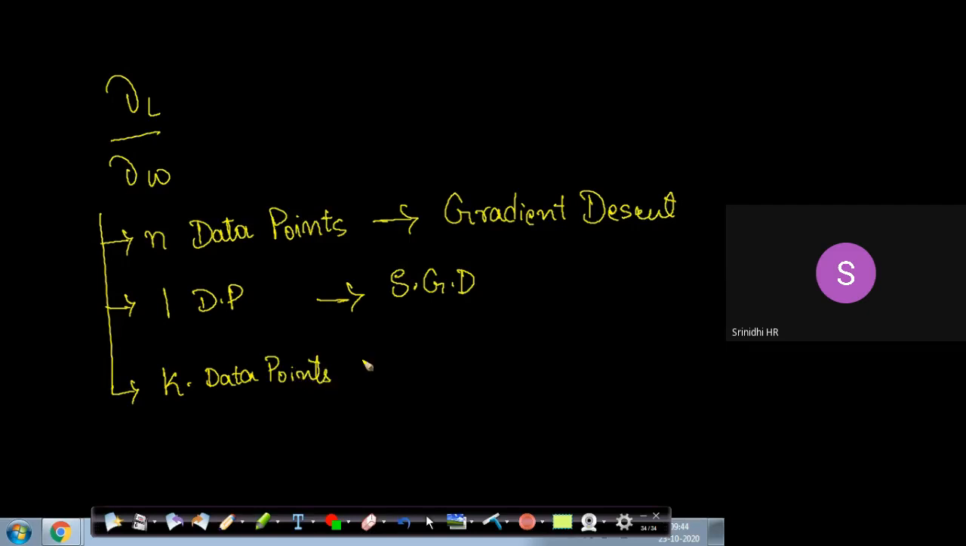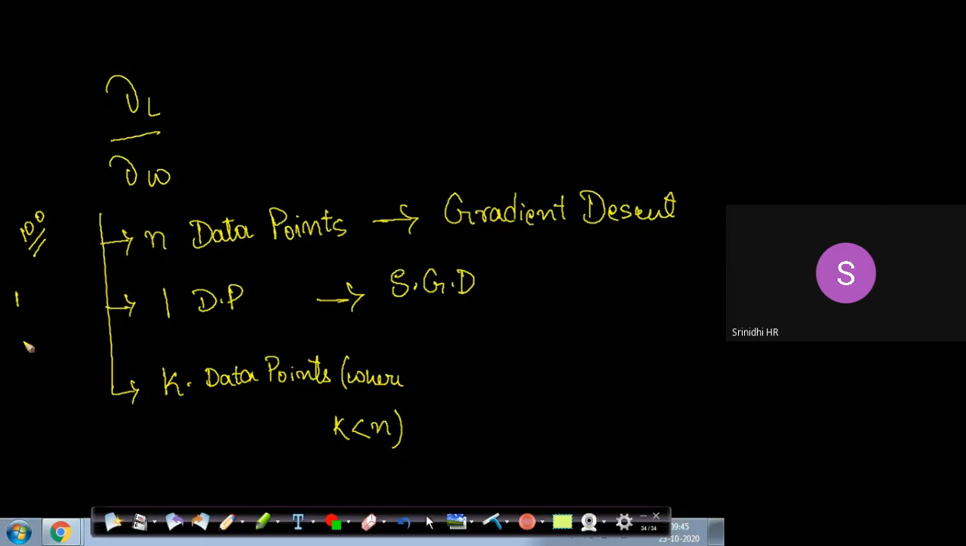where k is less than n. Let's say 100 is my number of data points. If I calculate the derivative for all 100 points, it is gradient descent. If I consider only one data point and calculate the derivative, it is stochastic gradient descent.